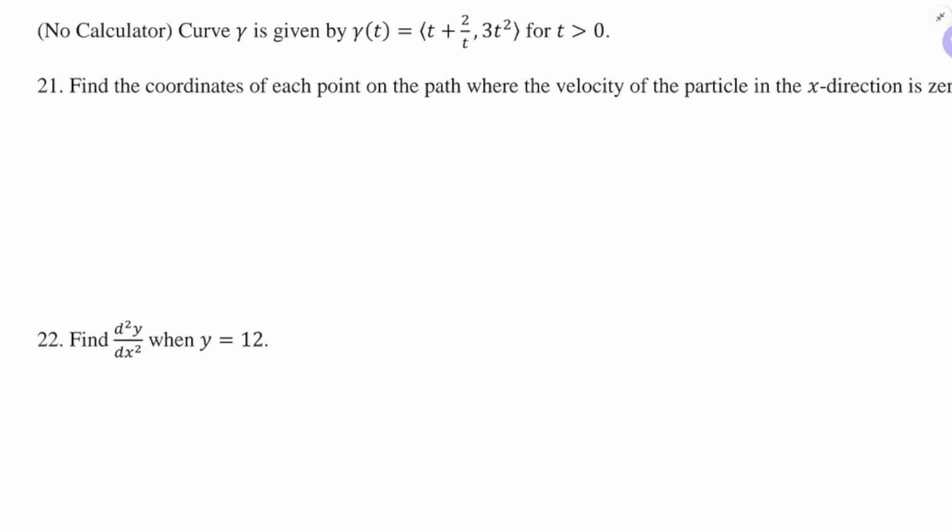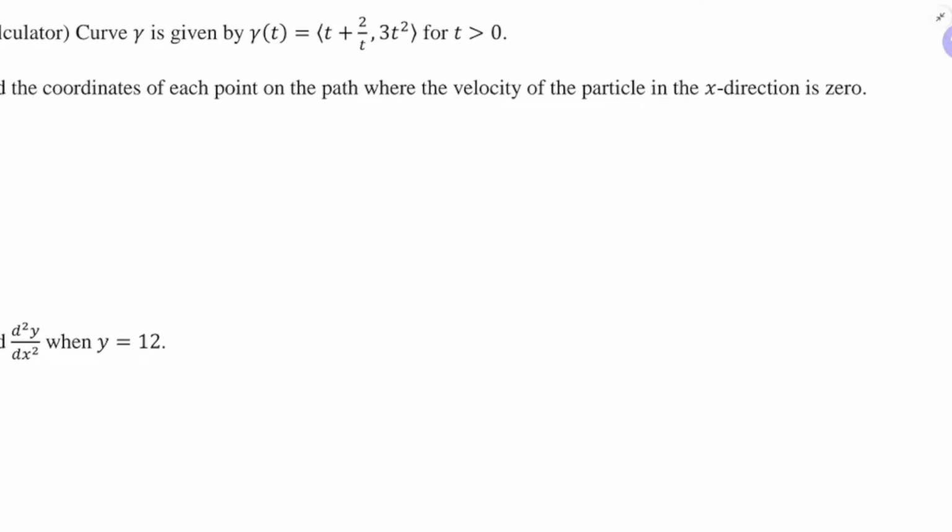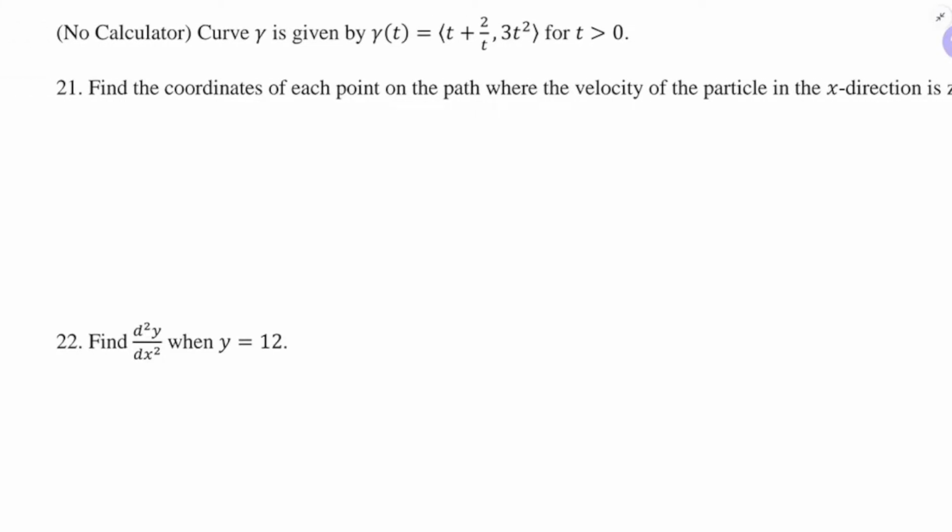On to the last page, and it's been a pretty solid homework. Lots of good problems. So curve gamma is given by gamma of t equals t plus 2 over t and 3t squared for t greater than 0. Find the coordinates of each point on the path where the velocity of the particle in the x direction is 0. Right, so the velocity in the x direction is going to be x prime of t, so I'm just going to actually write that.